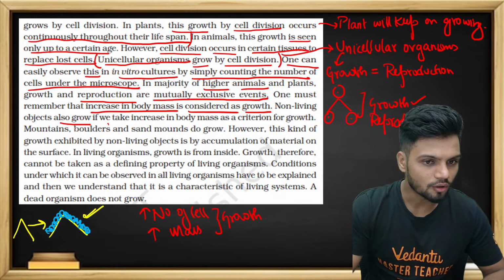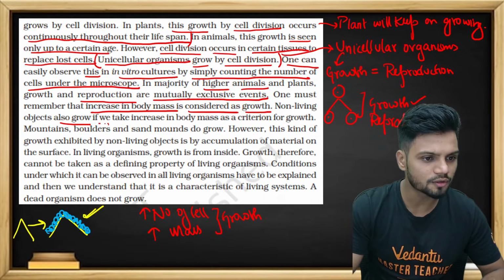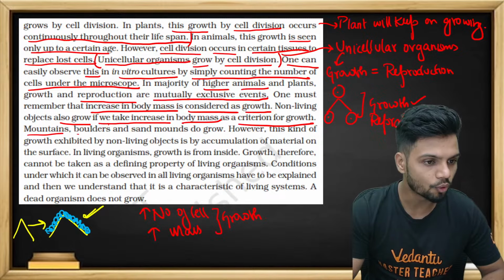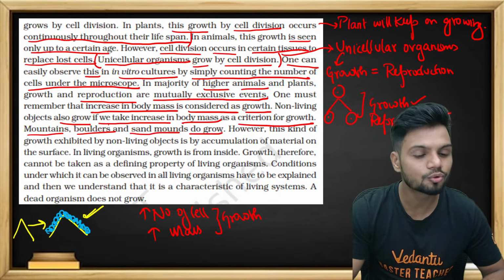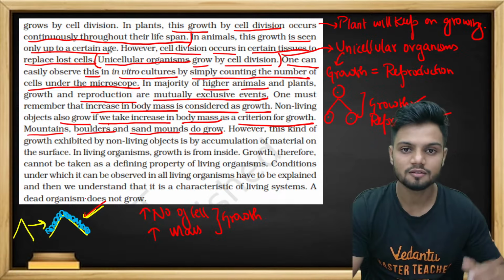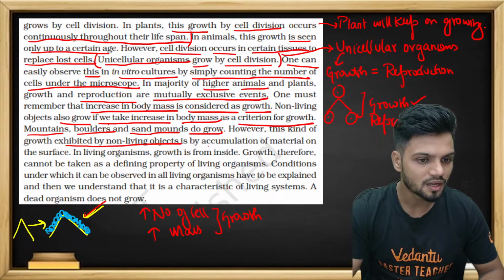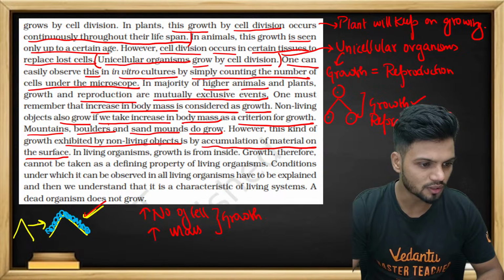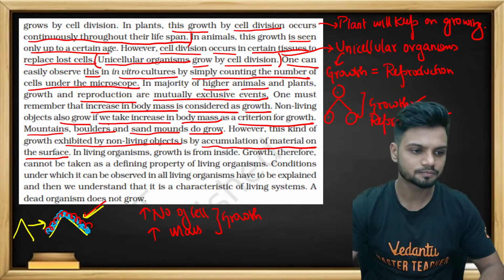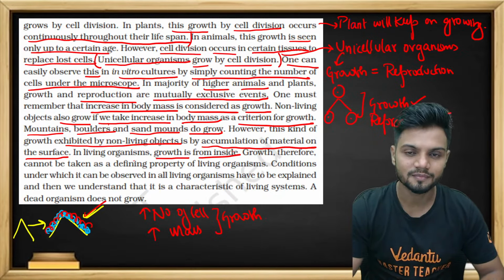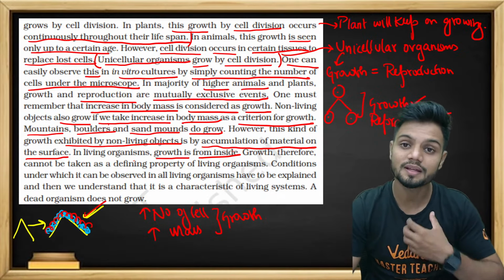Non-living objects also grow if you take increase in body mass as a criterion of growth. Mountains, boulders, sand mounds do grow. See, we learned here, they are growing in size from the outside. However, this kind of growth exhibited by non-living objects is by accumulation of material on the surface. See, this was the mountain. On top of the mountain, there was accumulation of snow. Accumulation on top. Right? In living organisms, growth is from the inside. Intrinsic growth in the case of humans, from the inside.